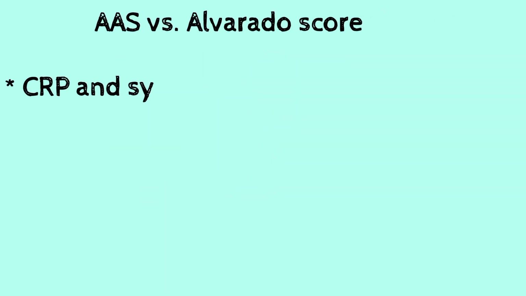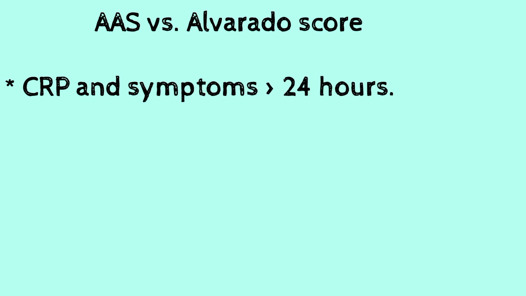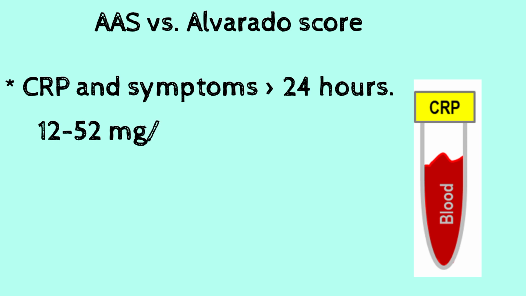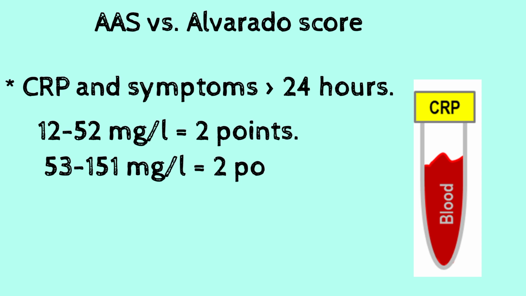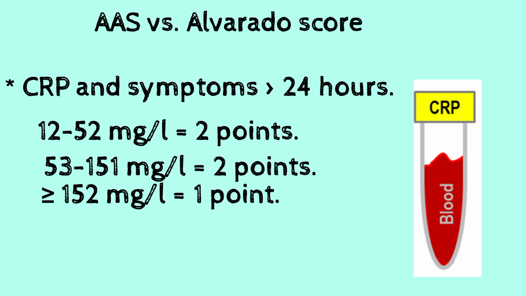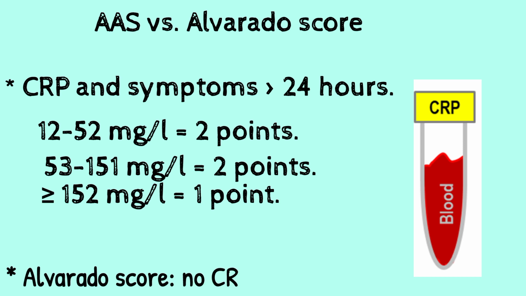If the CRP was measured after 24 hours after the onset of symptoms, then a value of 12 to 52 scores 2 points, a value of 53 to 151 scores 2 points, a value of 152 or more scores 1 point. The Alvarado Score has no CRP criteria.